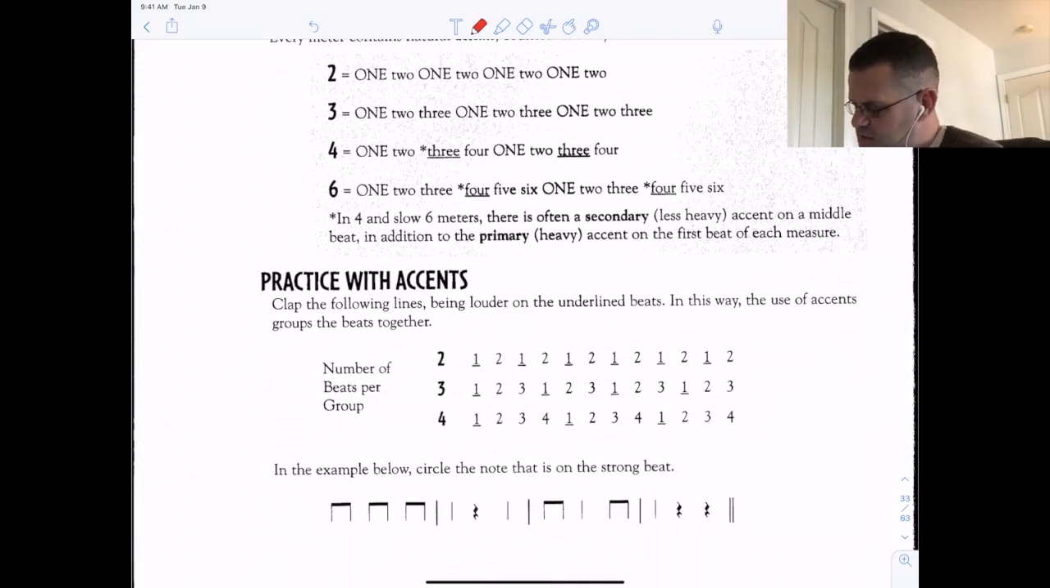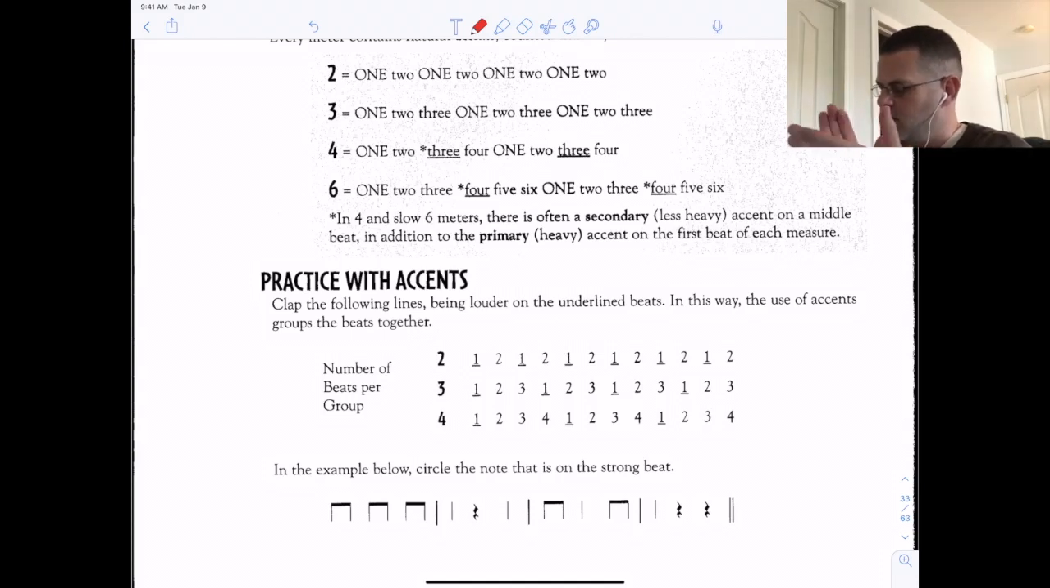Clap the following lines, being louder on the underlined beats. In this way, the use of accents groups the beats together. So here's 2s. 1, 2, 1, 2, 1. Here's 3s. And here's 4s.